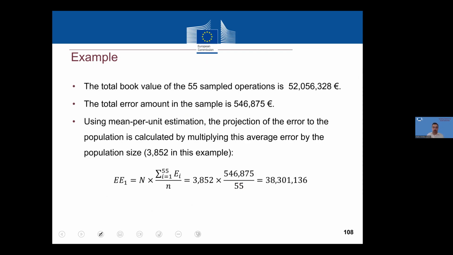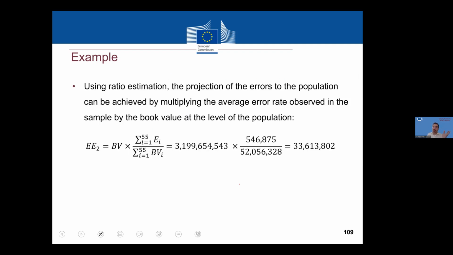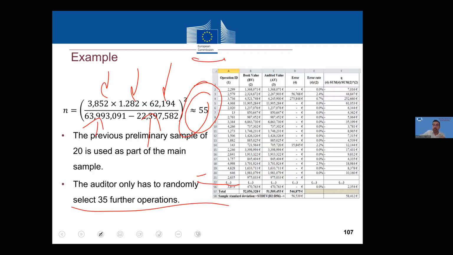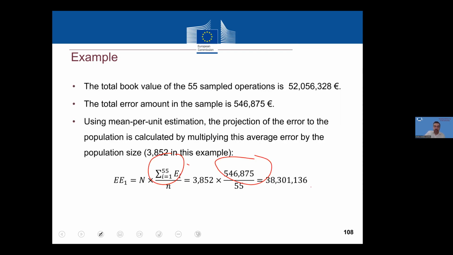Okay. How to project the errors? Either we use mean per unit or ratio estimation. Let me show you how to use it. Mean per unit estimation: sum of the errors in the sample. So I just went here and summed all the errors. They are in column D. The total error in the sample is 546 or 47,000 euros. I divide by the sample size. This ratio is the average error in the sample, and I multiply by the population size, which is 3,852 operations. So my projected error is 38 million euros, and it's done. This is the projected error from mean per unit estimation.